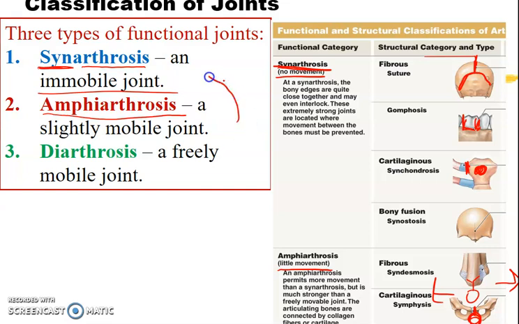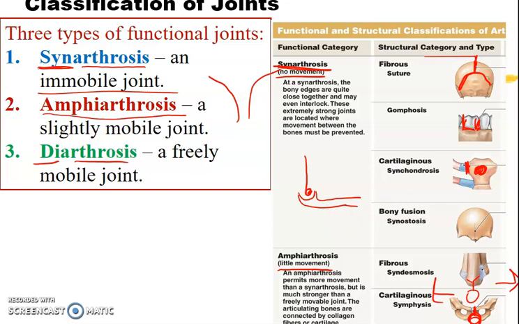That is, you basically bend your back like that, then bend your back like that. I guess downward facing dog and up dog, you're doing back bends too. So that is a slightly movable joint. Diarthrosis. It's freely movable. So your elbow joint, here's your humerus, here's your ulna, right there. That is a fully movable joint.